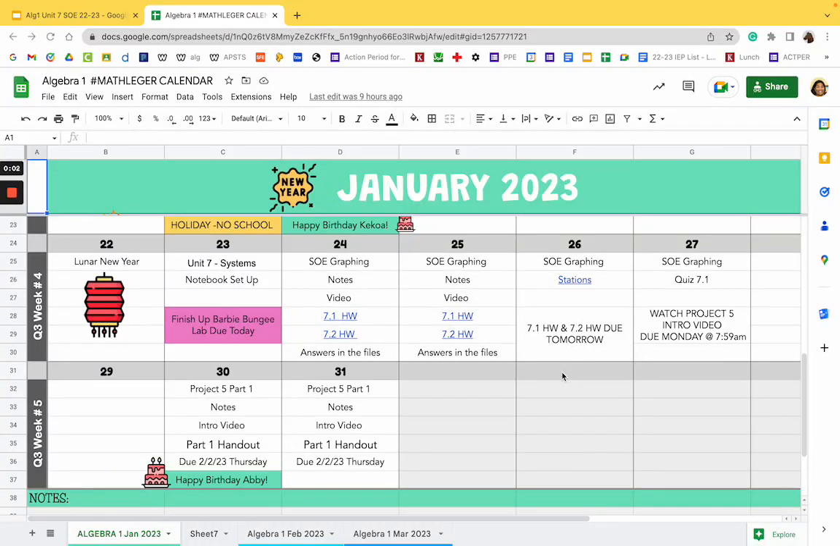Aloha Algebra 1 students, this is Unit 7, and before we get started I just want to show you the calendar of what's going to be happening within the next couple weeks. So today we're starting with Systems of Equation Graphing, and it's the 24th of January.